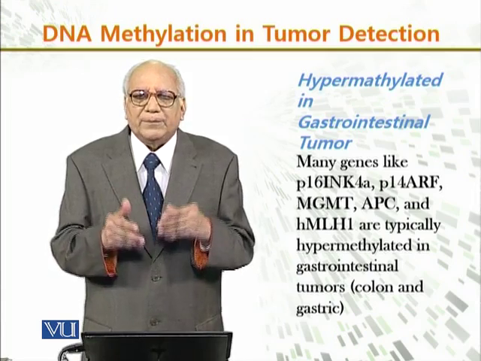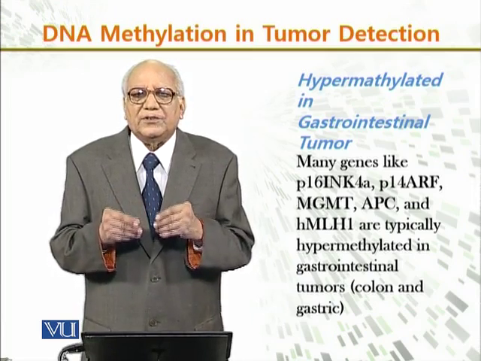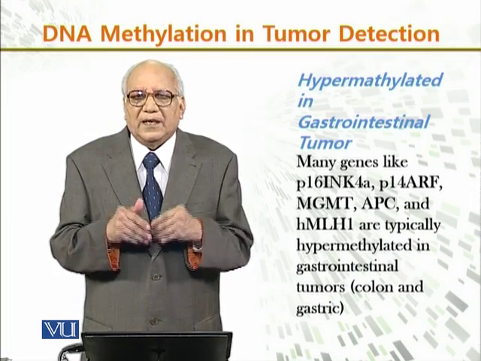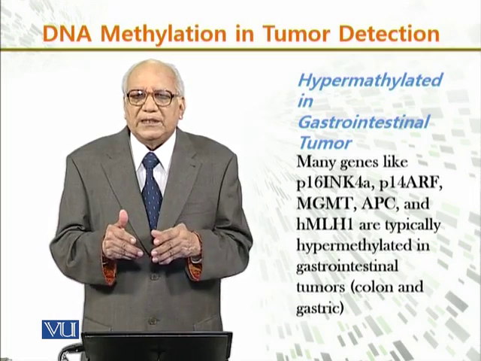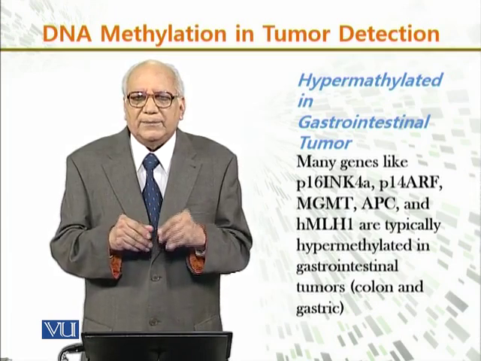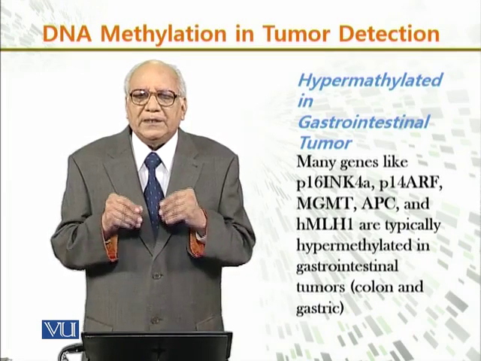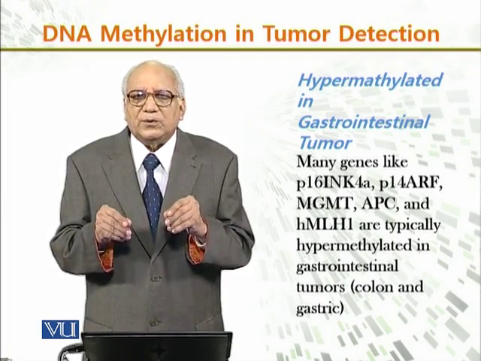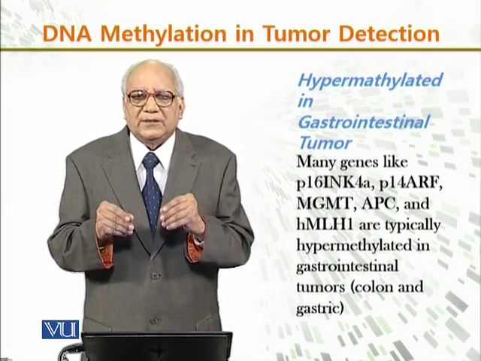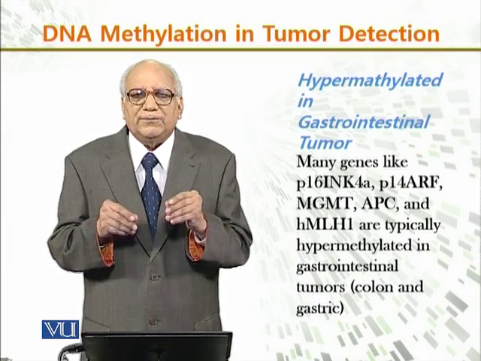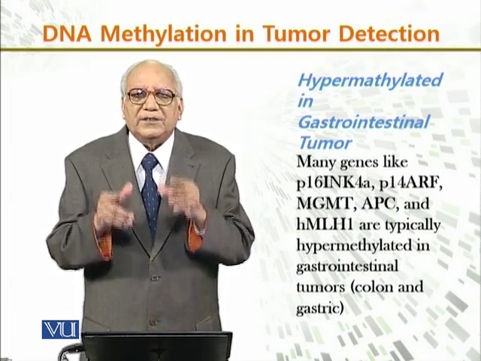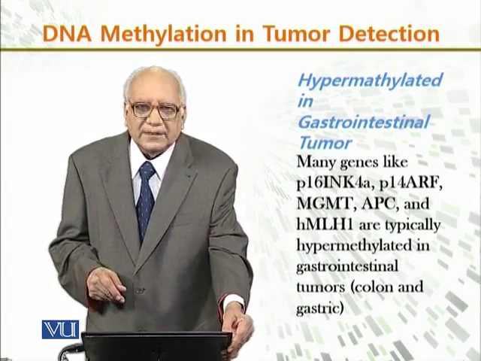For example, in gastrointestinal tumors, genes like P16 INK4A, P14 ARF, MGMT, APC, and HMLH1 are typically hypermethylated in gastrointestinal tumors, that is the colon and gastric. If we detect these genes, then there is an indication of these tumors' presence in the human.